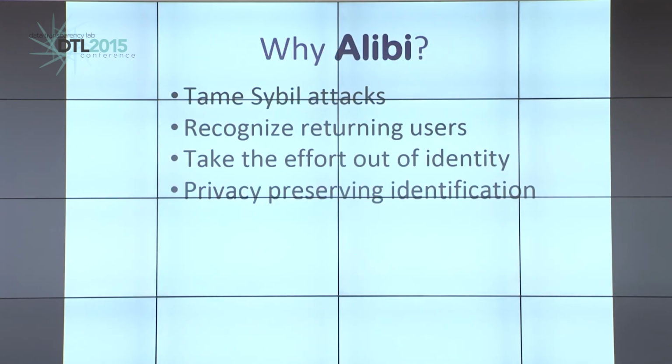So the end goal is, of course, to tame Sybil attacks. We don't want people to be able to pretend to be someone they're not. We want to be able to recognize returning users without them having to do anything extra. We want to take the effort out of identity. You shouldn't have to jump through hoops to identify yourself on a site that isn't actually concerned about who you are. And we want to make sure that we're preserving privacy. If you have to identify yourself, you shouldn't have to use personal information, and that's what Alibaba offers.